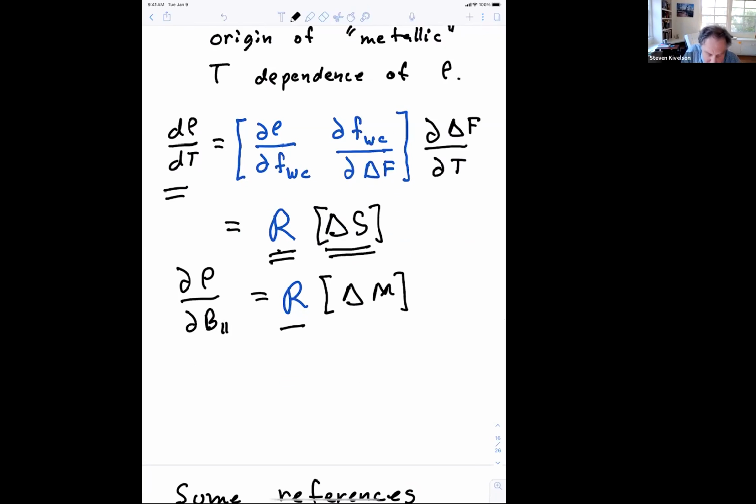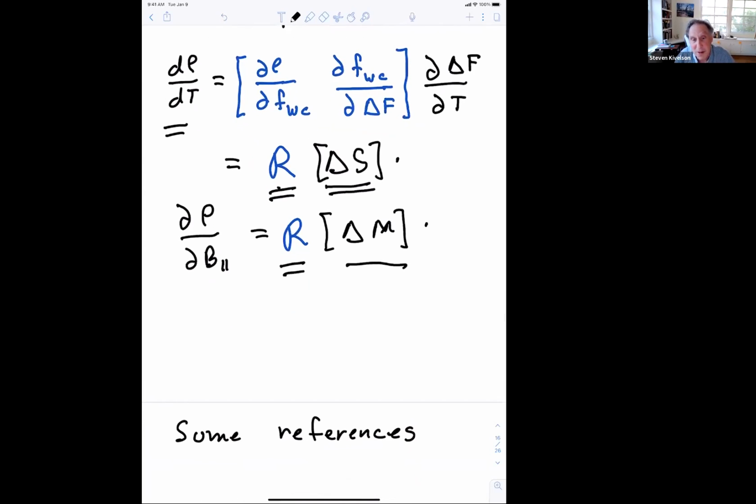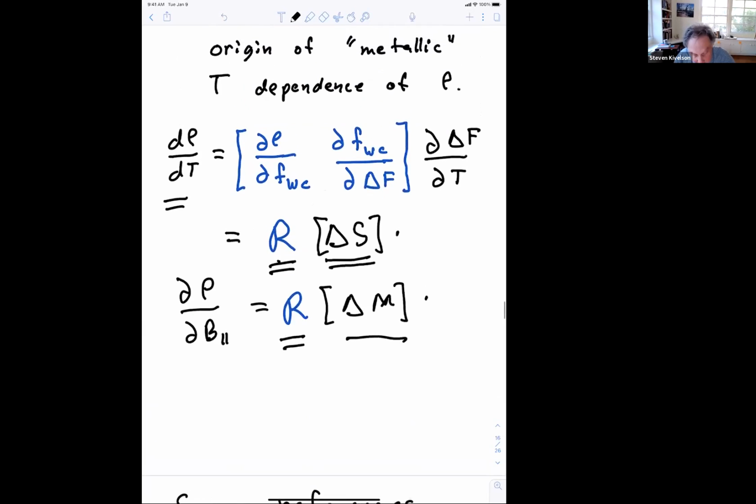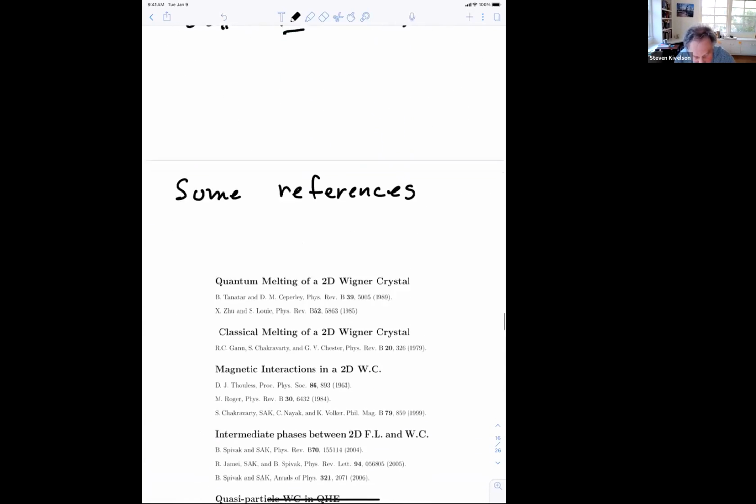And similarly, if I tried to calculate the derivative of the resistance with respect to an in-plane magnetic field, I would get the same complicated prefactors, but then multiplied by the change in the magnetization. And since both of these quantities are going to be positive, I have an explanation for a large linear magnetoresistance and a T-linear contribution to the resistivity. Okay, so that was really what I wanted to say.